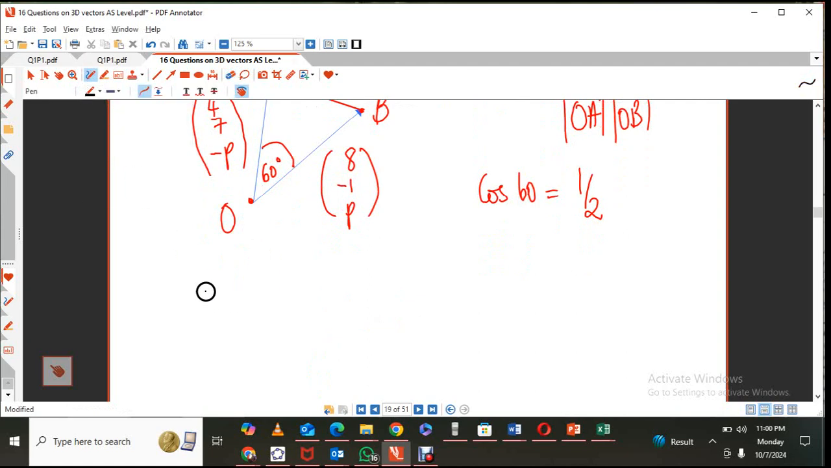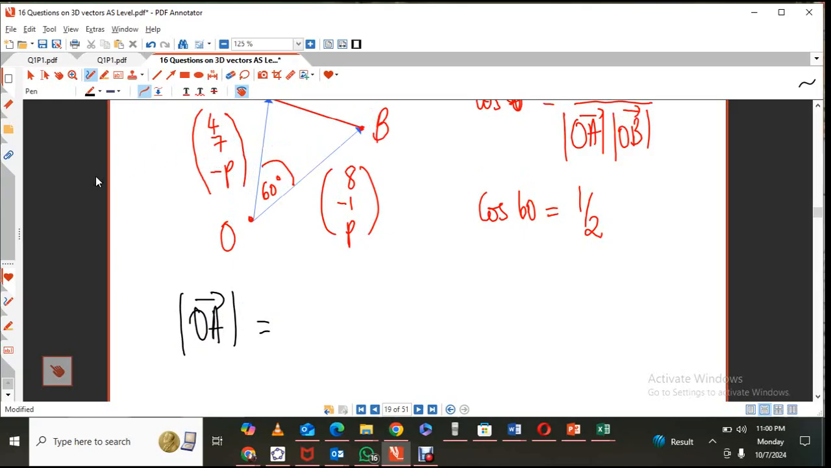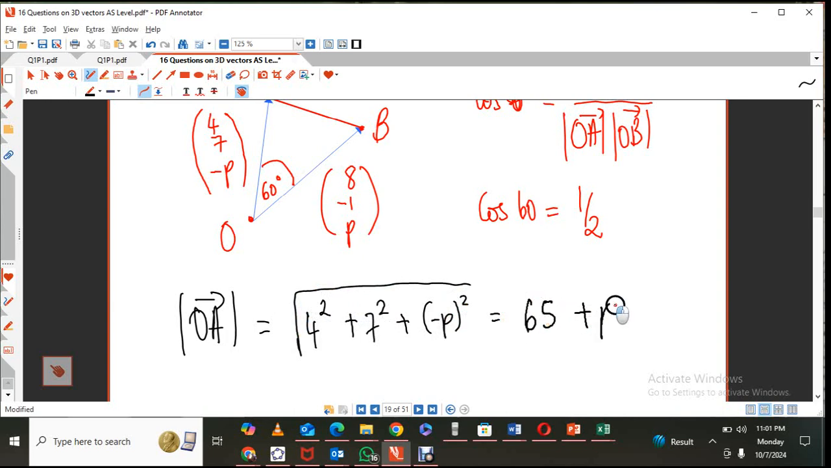So what do we know? We have the magnitude of vector OA, which is given to us. I have it over here, 4, 7, minus P. So that's going to be 4 squared plus 7 squared plus negative P squared. So this is 16 plus 49, so that's 65 plus P squared. I'm just going to leave it like that. Remember, minus P all squared is positive.